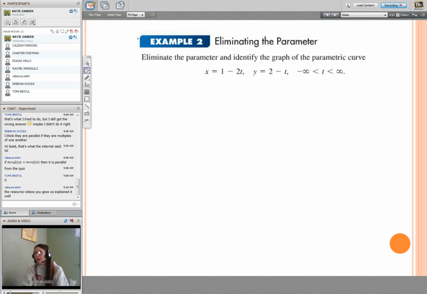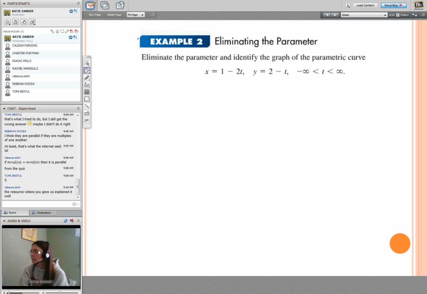All right, let's talk about something called eliminating the parameter. So if we're given parametric equations, we can actually perform a process called eliminate the parameter so that we can create an equation in rectangular form. And though the rectangular form is what we're used to, it's just the x and the y variables. The t is no longer there because we eliminated it, right? So to eliminate the parameter, essentially what we're doing is the substitution property. We need to solve for t in one of our equations.